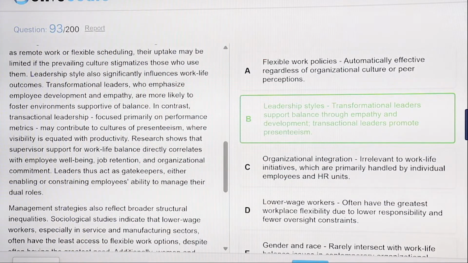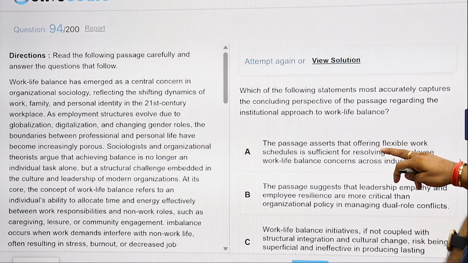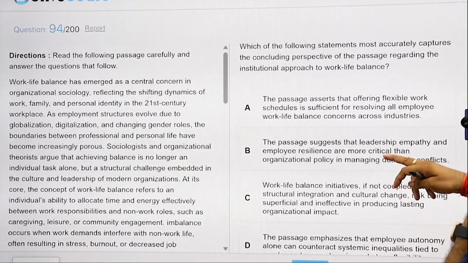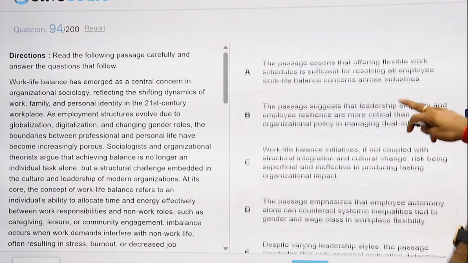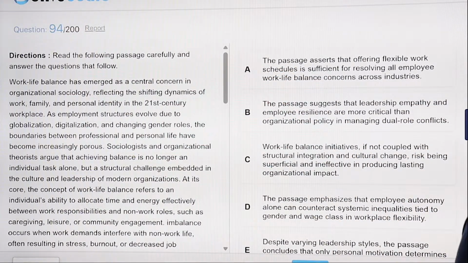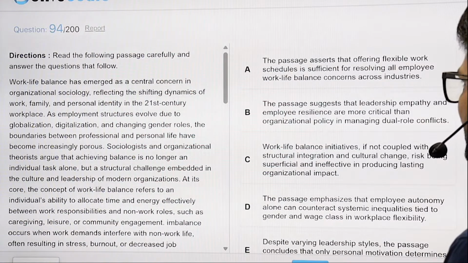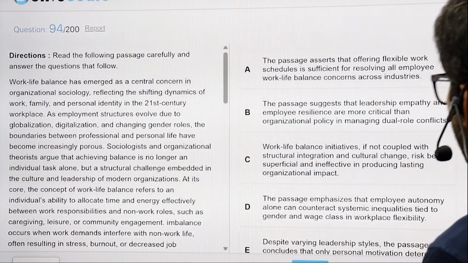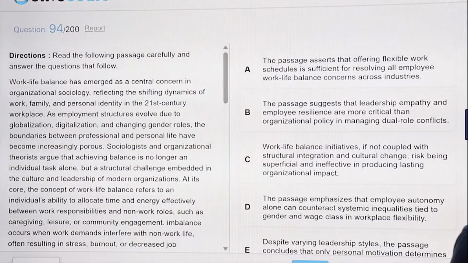Okay, straight. Which of the following most accurately captures the concluding perspective of the passage regarding the institutional approach to work-life balance? The passage asserts that offering flexible work schedules is sufficient for resolving all employee balance concerns. I think wage is left now, or wages. The passage suggests that leadership, empathy, and employee resilience are more critical than organizational policy in managing dual role conflicts.